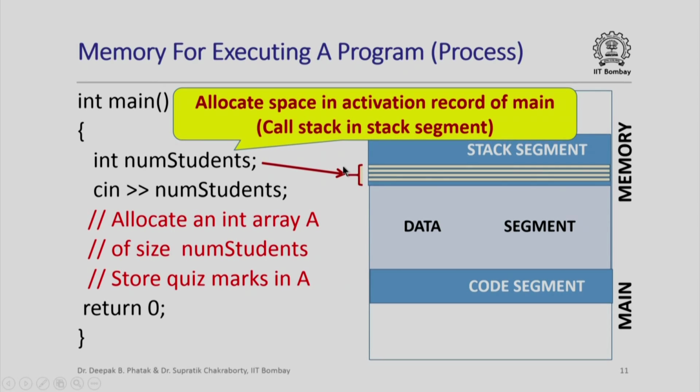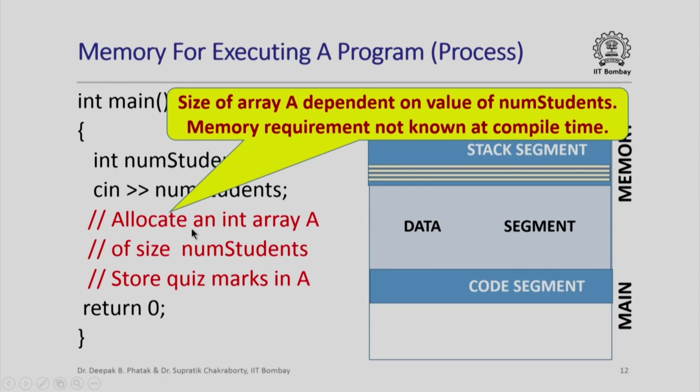Why are there 4 locations? Because each location in memory stores 1 byte and an integer requires 4 bytes for its value to be stored. Note that these locations have been allocated in the stack segment. However, if I look at this array A that I want to allocate, then the size of this array A depends on the value of numStudents that I am going to read in from the user. As a result, I do not know how much memory I will require at compile time.